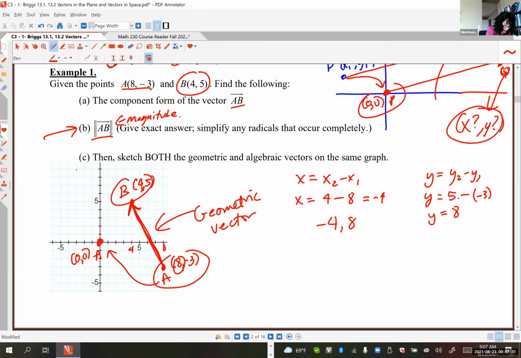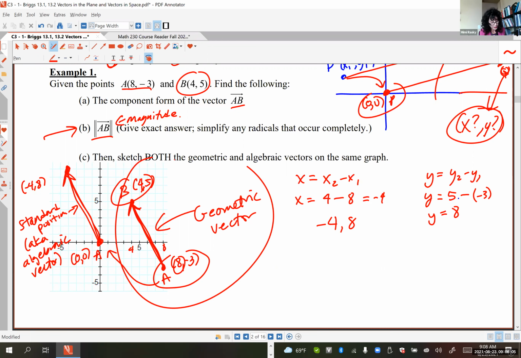So if I graph that, where is it? Like right there. Negative 4, 8 is the new B. And there's our vector. Ooh, okay. Notice that this new vector is now in standard position. We call this standard position when the initial point is located at 0, 0. And it's also known as an algebraic vector. It's algebraic once you've moved it over into the standard position, as opposed to being a geometric vector located just sort of out there, but not in standard position.